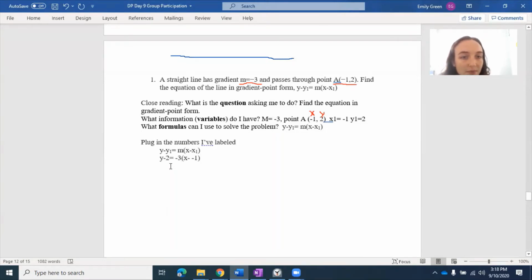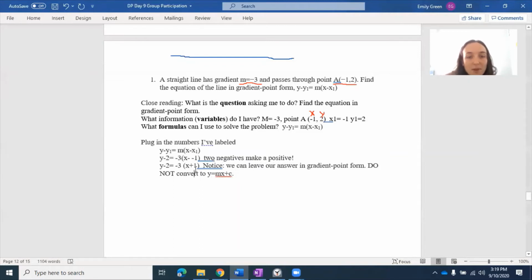Now I'm left with this problem. Y minus 2 equals negative 3, x minus negative 1. I could just leave it like this, but one thing that I want to remember is that two negatives make a positive. And that means that the final answer I will write is y minus 2 equals negative 3, x plus 1.